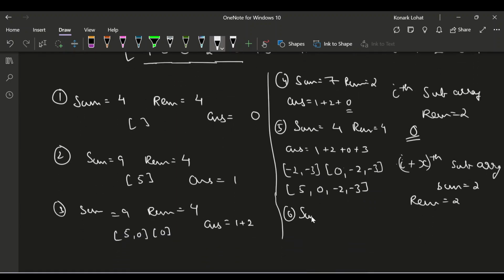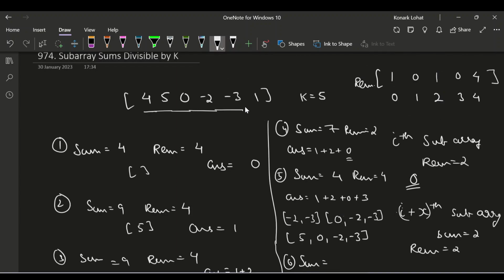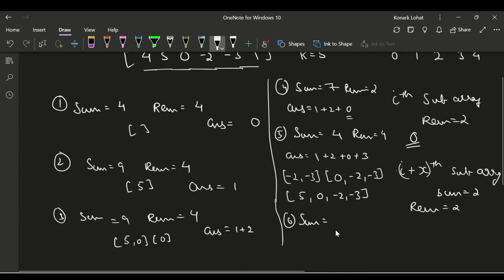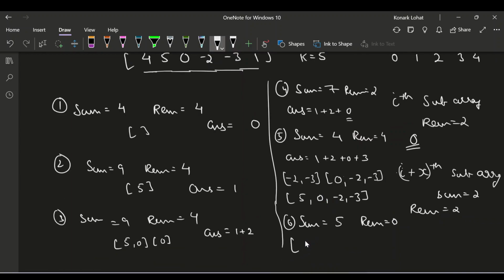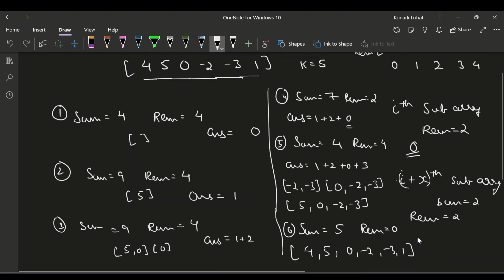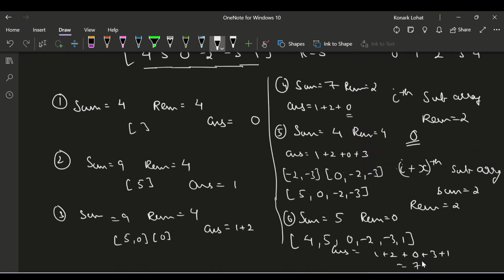And at the sixth element we are adding 1, so sum is equal to 5, and remainder is equal to 0. And if it is equal to 0, that means we have got the array, which means the whole array will be divisible. So the sum of the whole array will be divisible by k, that is 5. So that means the answer value will now be equal to 1 plus 2 plus 0 plus 3 plus 1, and if you add them up, then this value will be equal to 7.